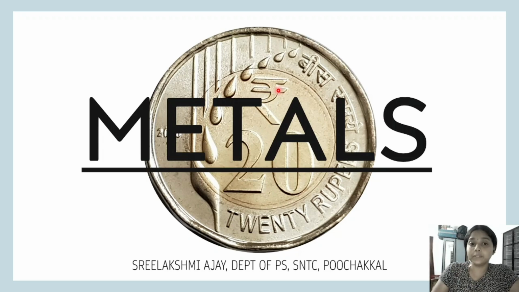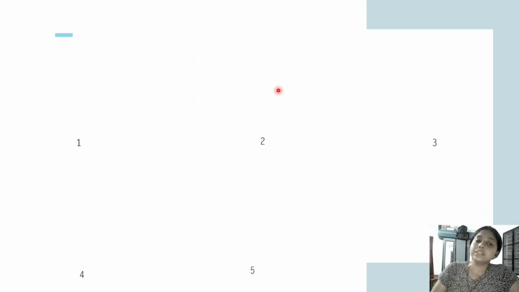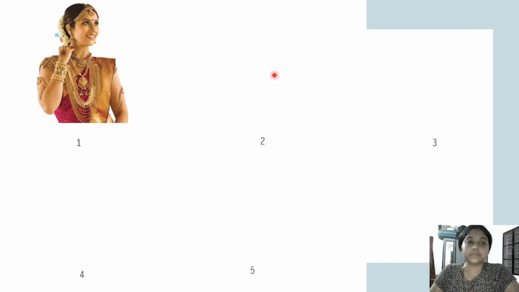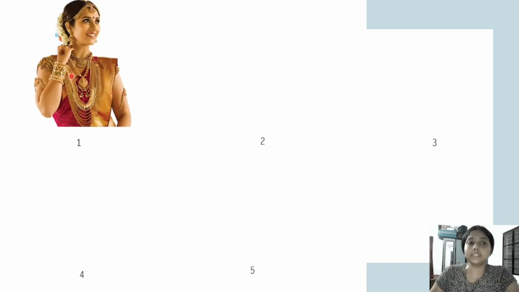First, I will show you some pictures that you may know, and you have to tell me what they are. In the first picture, what is it? Yes, a lady wearing so many jewelry items. Which jewelry is she wearing? Yes, they are bangles made of gold, necklace made of gold, earrings made of gold, etc. Right?